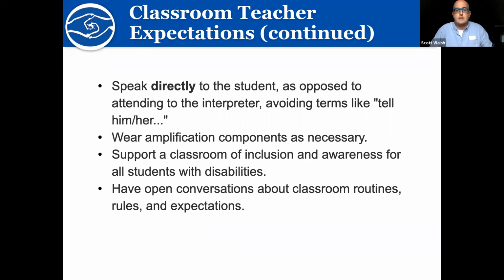Other expectations that support accessibility in the classroom environment are speaking directly to the student as opposed to attending to the interpreter, avoiding terms like tell him or tell her, wearing amplification components as necessary, supporting a classroom of inclusion and awareness for all students with disabilities, and having open conversations about classroom routines, rules, and expectations. Asking an interpreter to not sign something can be very rude and is a practice that should not be allowed in a classroom. If the teacher or adult wants to say something privately, they should excuse themselves to have the conversation, similar to the manner in which they would do for a student who can hear.